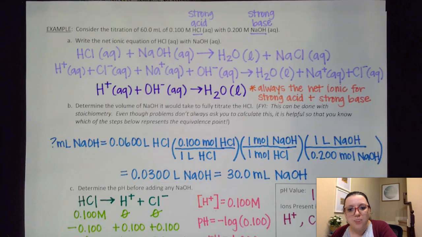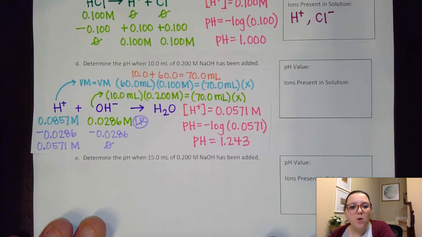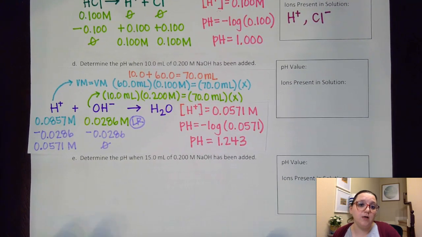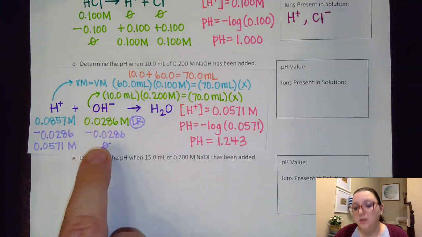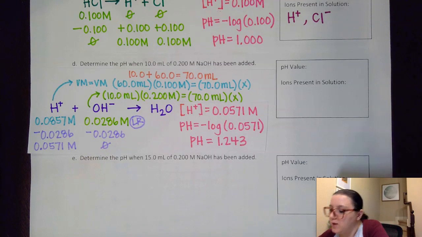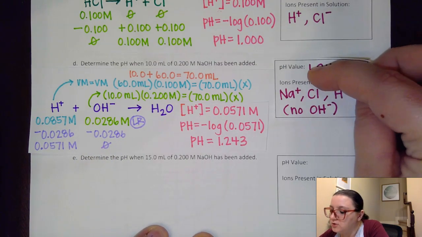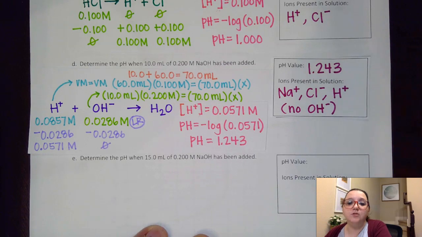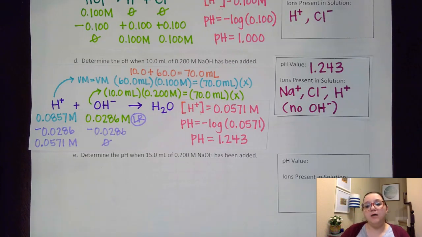So here on this problem, I know I'm going to have the sodium and the chloride ions. Why? Because they're spectators. They're always in there. But the hydroxide's going to all get used up. So when I'm thinking about the ions present in my final solution, I'm going to have sodium ions, chloride ions, and hydrogen ions. No hydroxide. Why? That was my limiting reactant and it would all get used up. All right, let's do another one.